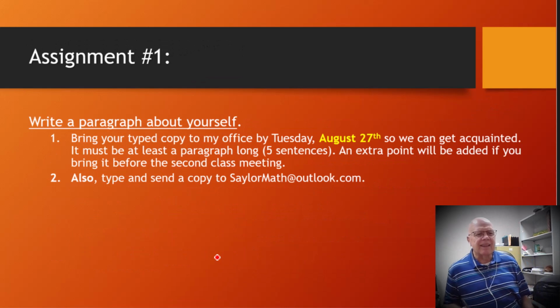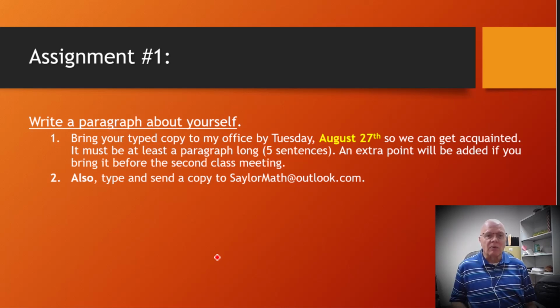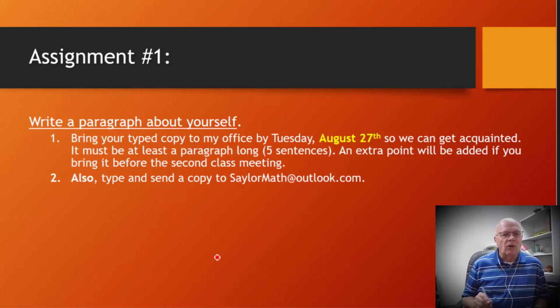So, let's get started, right? Assignment number 1, and let's start out easily. Write a paragraph about yourself. Well, who better to write a paragraph about you than you? Two or three things. It has to be a paragraph long, and I think a paragraph should be at least 5 sentences, so keep that in mind. If you bring that to my office, you'll get an extra point on your homework. Yes, this does count as homework, even though you're writing about yourself.